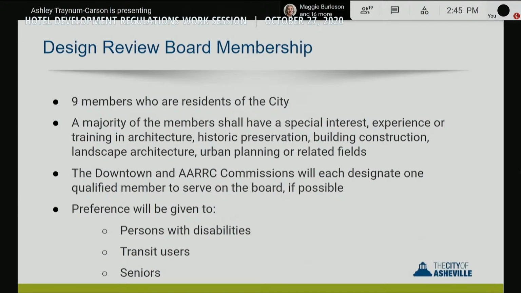The other recommendation that staff has is that the downtown riverfront commissions, that they ought to designate 1 qualified member to serve on the board if that's possible. That way we would continue to maintain a similar makeup like we have today, where we have downtown and riverfront representation on their respective design review bodies. We also recommend that preference could be given to persons with disabilities, transit users, or seniors, basically folks that are impacted by designs of buildings. This would be a new recommendation that I'm not sure any of our boards currently have today. Next slide, please.